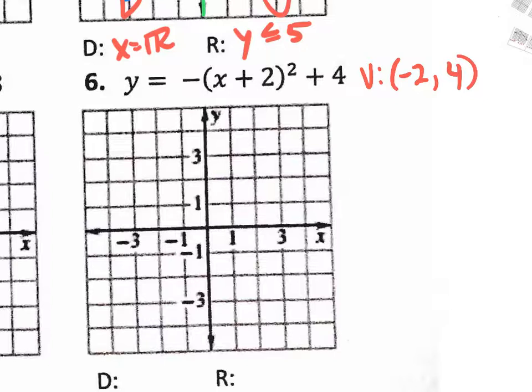All right, so let's graph negative 2 and 4. Negative 2 on the x, 4 on the y. It's right here. What's the next thing to do after I draw that dot? Axis of symmetry. A of S. I'm just going to put it like that.